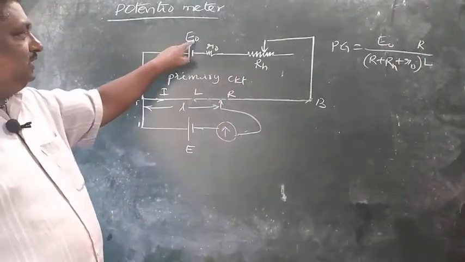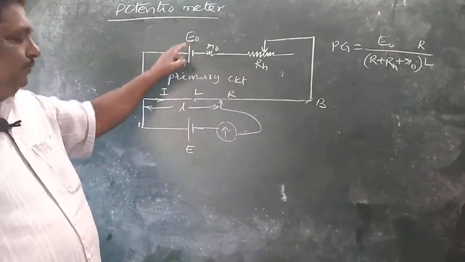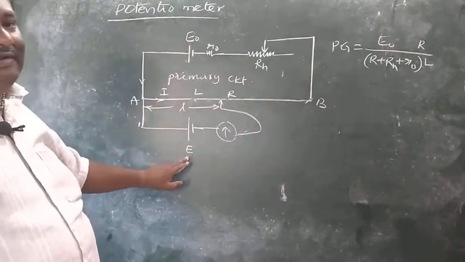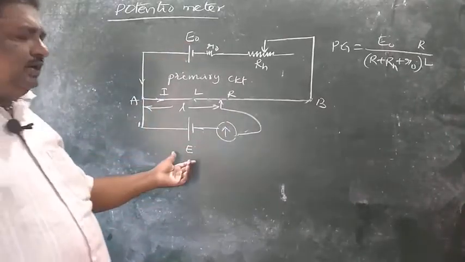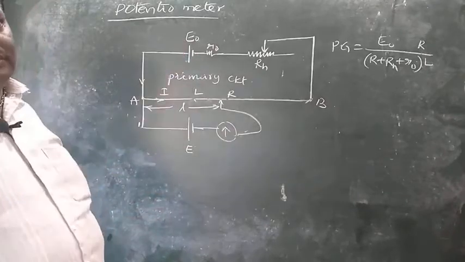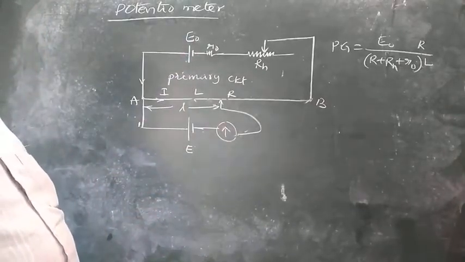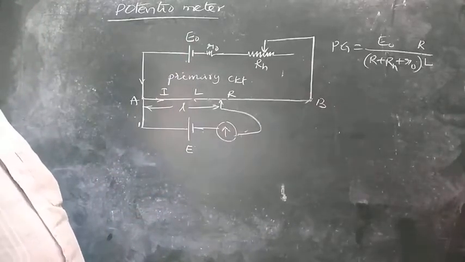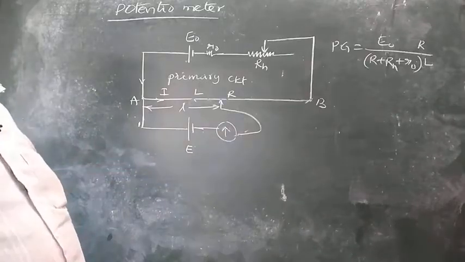Always keep this E naught at a higher value than the estimated value. Approximately it is 2 volts, so take 3 volts. Like that, the primary circuit voltage must always be the dominating value, otherwise the result may not come.